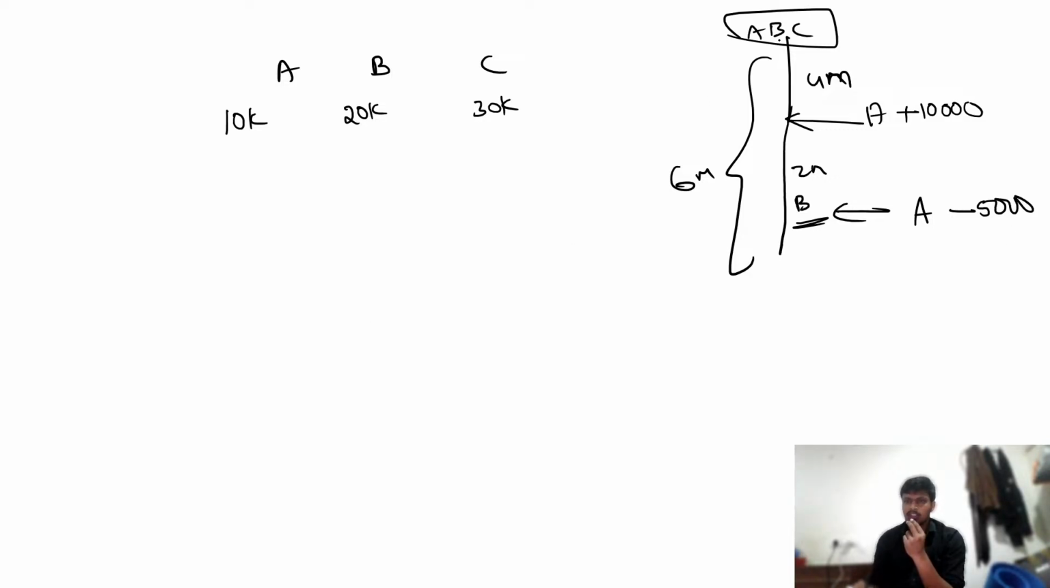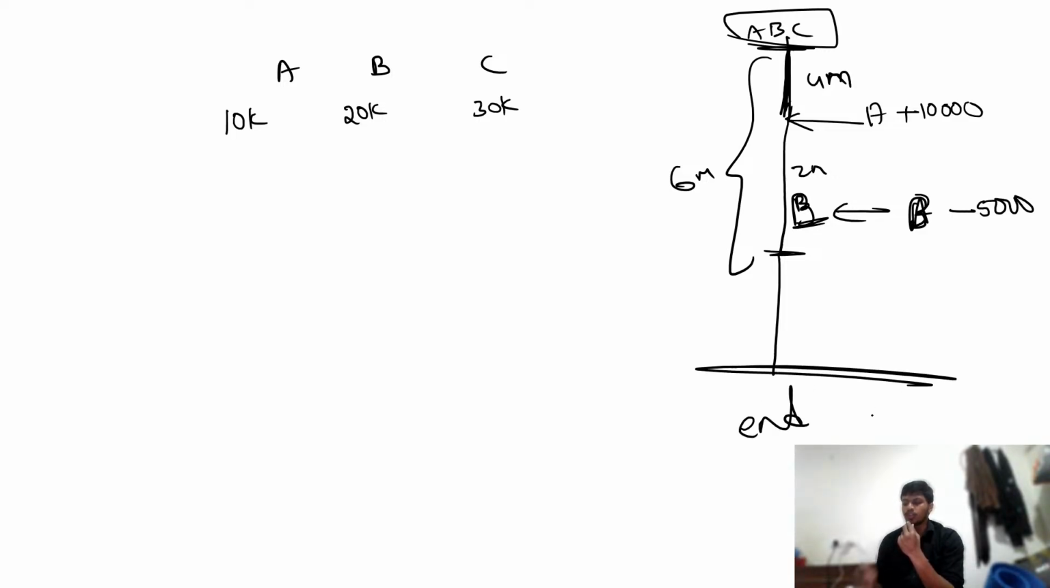Remember, A, B, C started a business. After 4 months, A invested 10,000 more. After 2 more months, B has taken out 5,000 from the business. But C, there is no change in C's investment, so he continued to keep the same amount till the end of the year. Now how are you going to divide the profit? I will repeat the problem once again, then you will get a better idea.